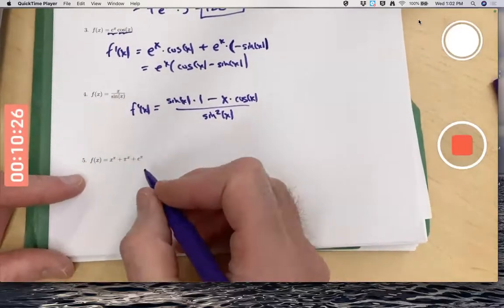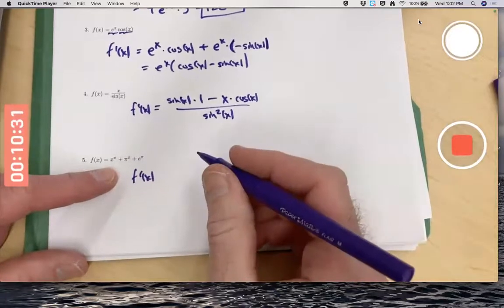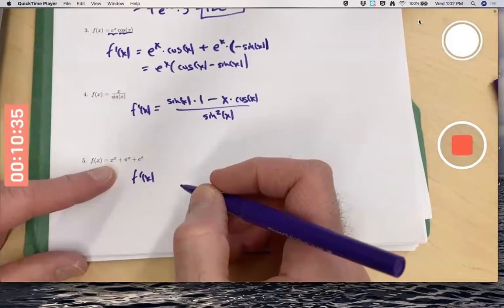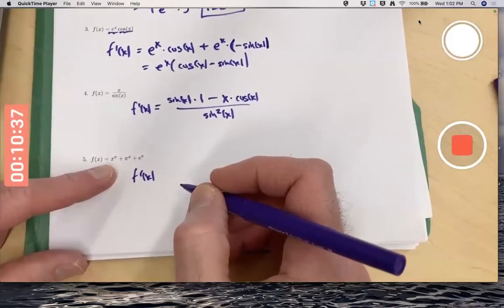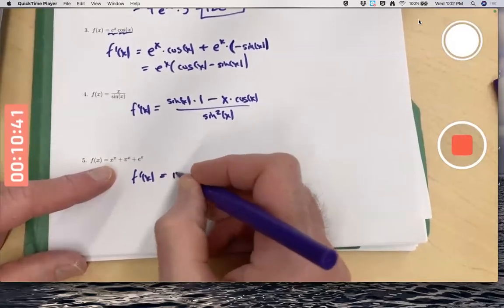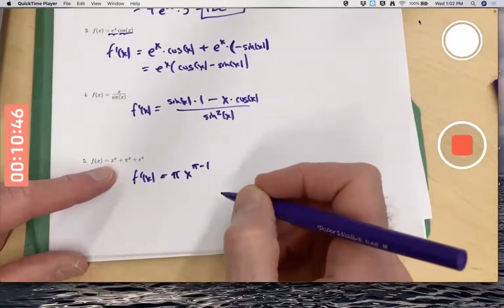And finally, down here, it's linearity, first of all, because you got a sum of things. This first thing, x to the pi power, that is a power function. The variable is in the base. So you need the power rule, bring down the pi, subtract 1 from that exponent. Pi times x to the pi minus 1.